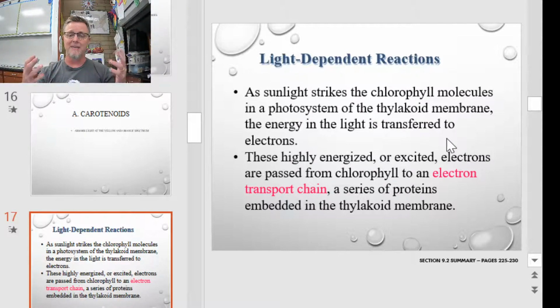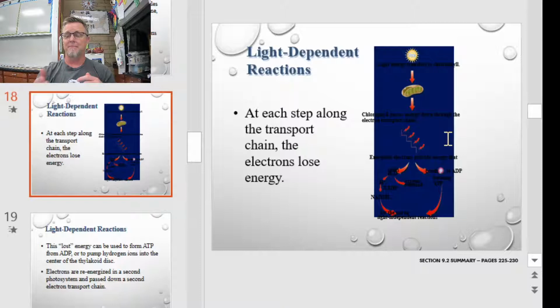Those highly energized electrons are valuable though. You don't want to just let them go. So at the end of the day, there's an electron transport system to catch them and use their energy for a purpose. That electron transport chain involves a lot of chemistry, so I'm not going to try to teach you every step, every transfer that goes.